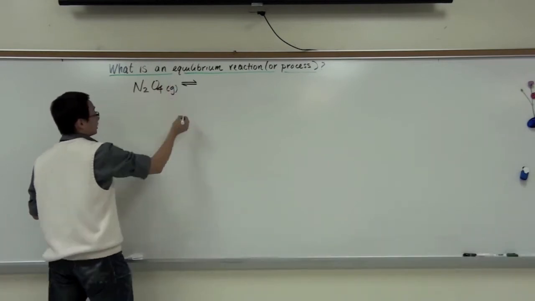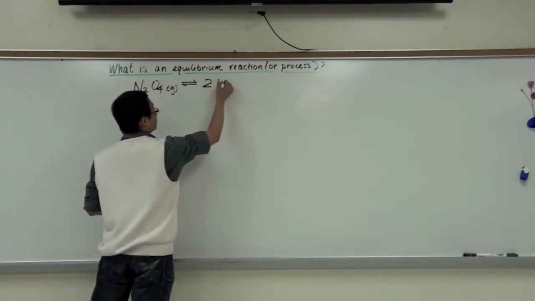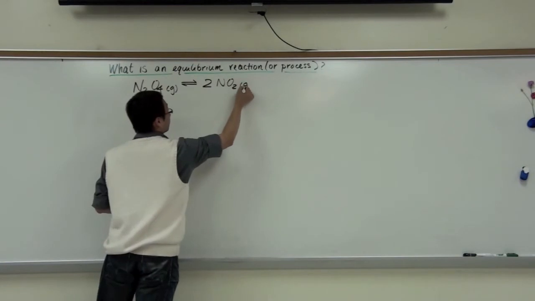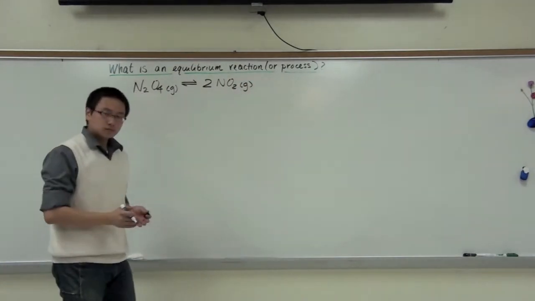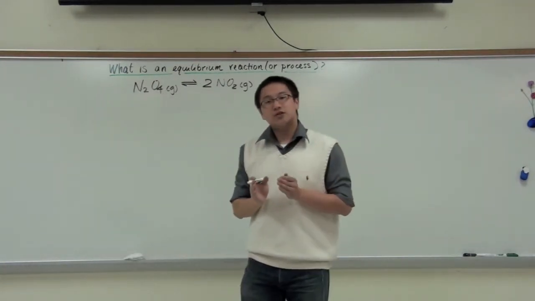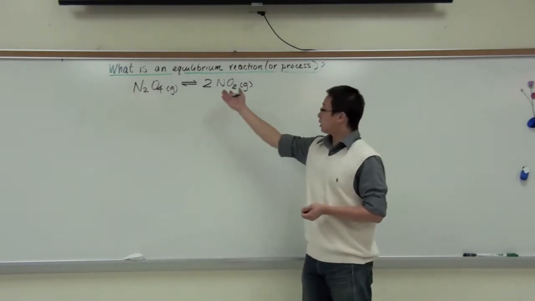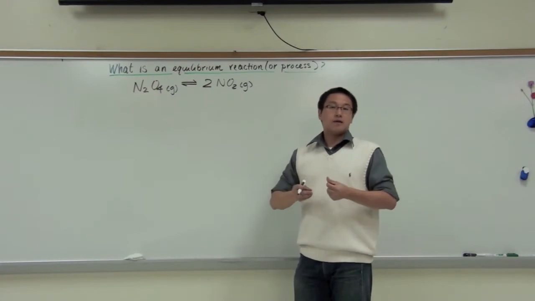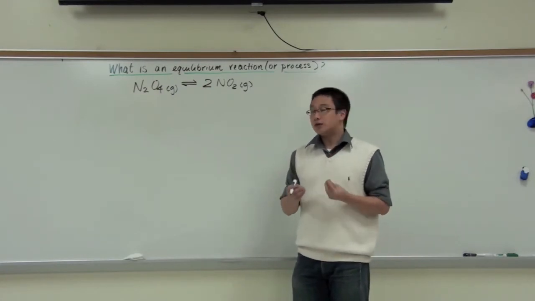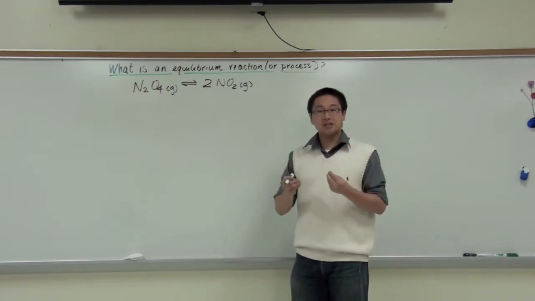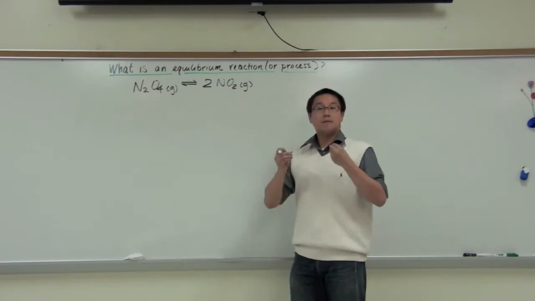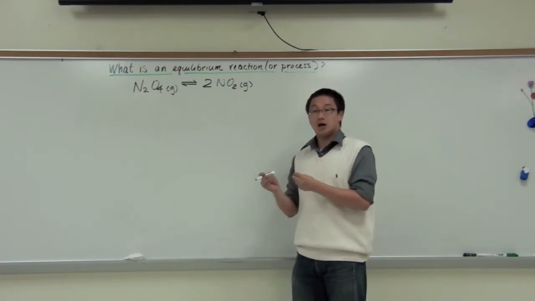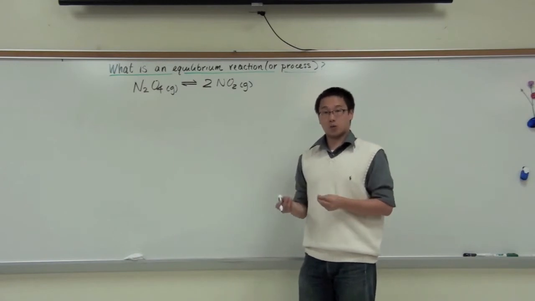N2O4, which is a gas, would yield two NO2 molecules, and it is also a gas. So we have a very simple chemical reaction here. Now remember what we said in the very beginning, that an equilibrium expression is when we have the rate of the forward reaction being equal to the rate of the reverse or backward reaction.